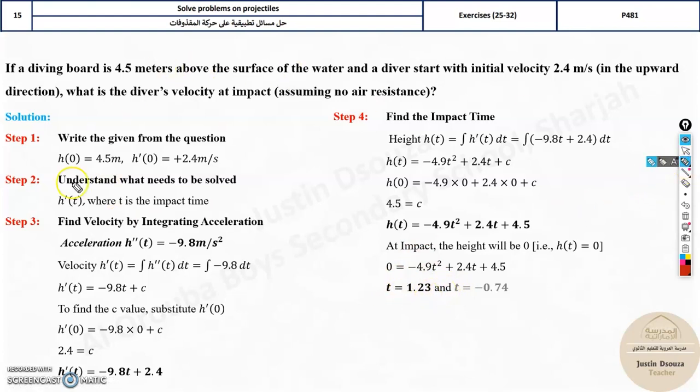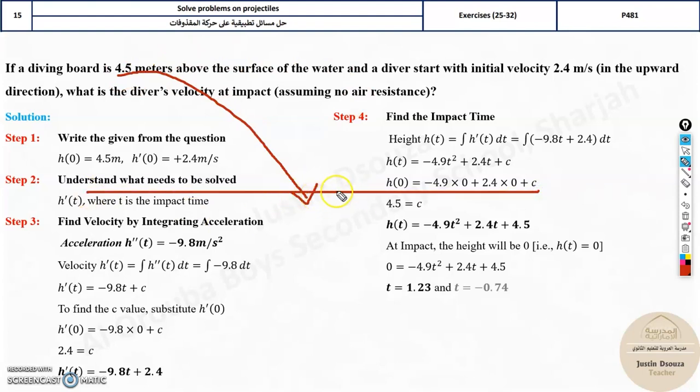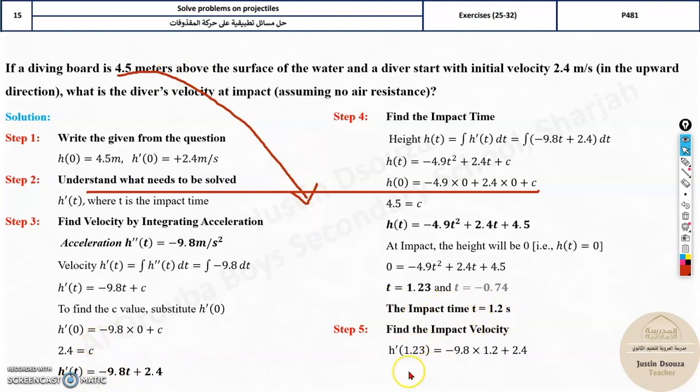Now, what it means is, from the beginning when this diver jumps, the time it takes for the diver to go from 4.5 meters to the surface of the water is 1.23 seconds. Now, if you substitute this time, 1.23 seconds, in the velocity equation, you're going to get the impact velocity, because impact means touching the surface. We can model 1.23 seconds as the impact time. Solving the velocity equation at this impact time gives the impact velocity. Just put 1.23 instead of t and solve it, and you will get the answer. This is the impact velocity. So that's how we solve it.